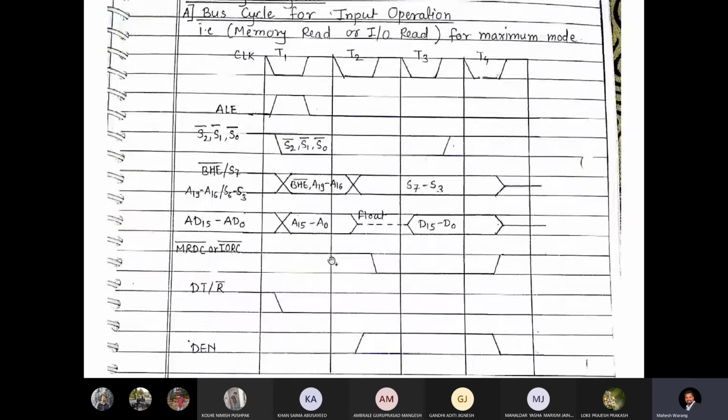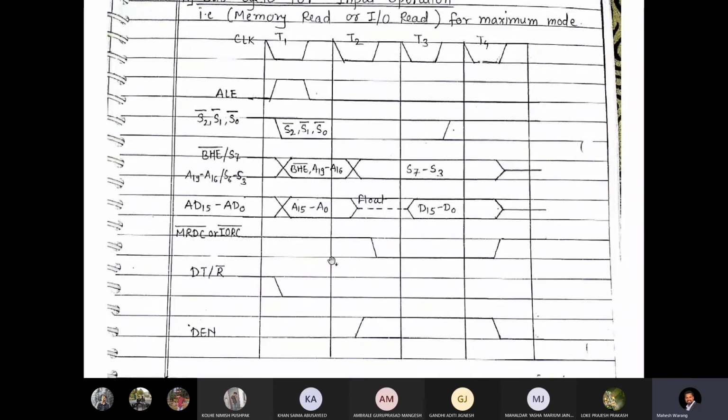क्या चेंजेस आएंगे इस डायग्राम में फॉर राइट पर्पस, फॉर मेमोरी एंड आईओ राइट इन मैक्सिमम मोड, क्या चेंजेस आएंगे? ALE में चेंज होगा? Will there be changes in ALE? Yes or no? Guys, you are disappointing me, yaar. Okay, fine. Yeah, boys, come on, answer. No. उनसे नहीं हो पा रहा है. No. Yeah, ठीक है. Then this S2 S1 S0 same.